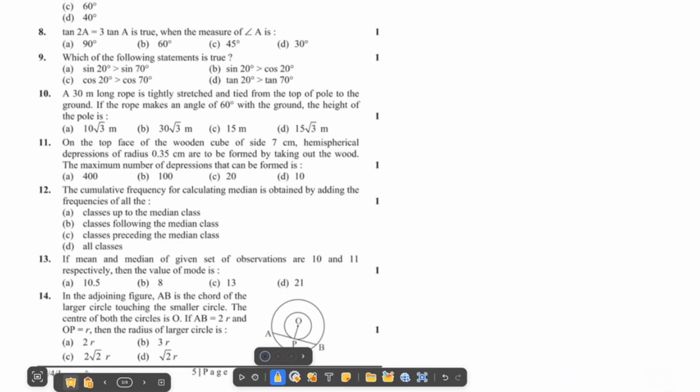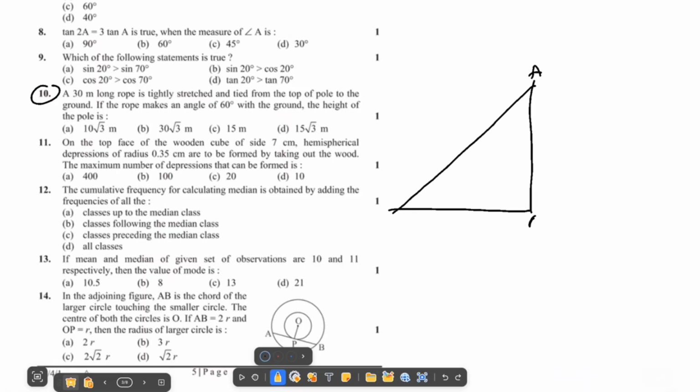Now let's check the 10th question. If a 30 meters long rope is tightly stretched and tied from the top of the pole to the ground, and the rope makes an angle of 60 degrees with the ground, the height of the pole is. So a 30 meters long rope is stretched from the top of the pole to the ground. It is tied to the ground. Let's draw the rough diagram.